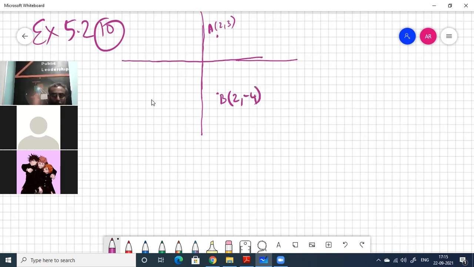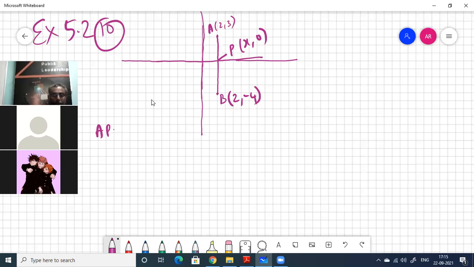Okay, this is a line. This is point P. Point P will actually have x as something, y is 0. If P lies on the x-axis and AP is equal to 3 by 7 AB, find the coordinates of P.